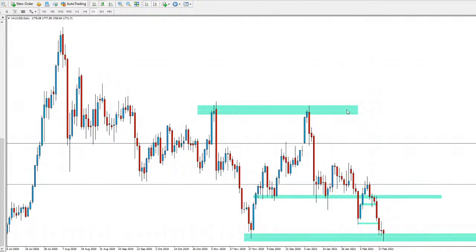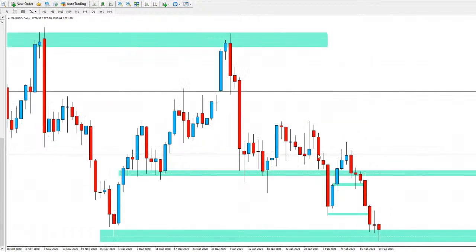Okay, so gold looking very, very bearish so far. As you can see for this pair, this is on the daily chart, had a nice push to the downside, broke back above, had a nice engulfing candle, broke below that support, and from then we saw price really take off to the downside.